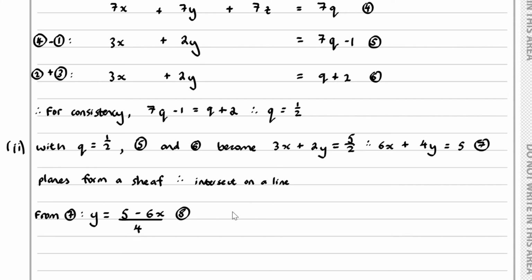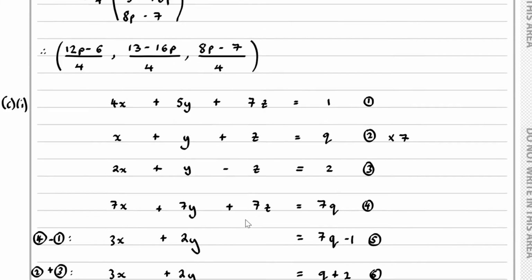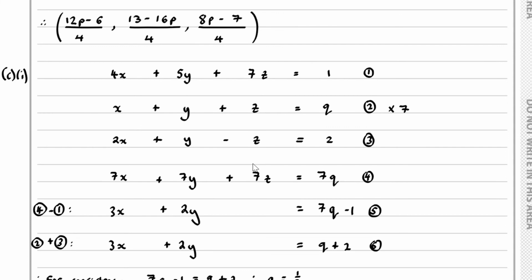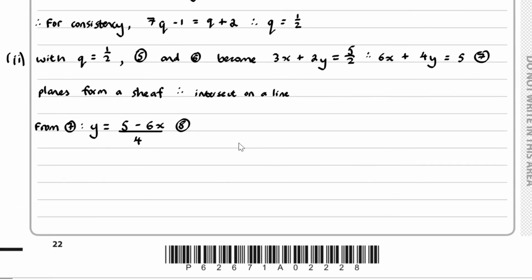Let's also write z in terms of x. So if we go back to here, you can see by subtracting equation 3 from equation 2, the y's will cancel. Let's just write this down. We now need to solve z in terms of x. So to do that, what we can do is do equation 3 minus equation 2.